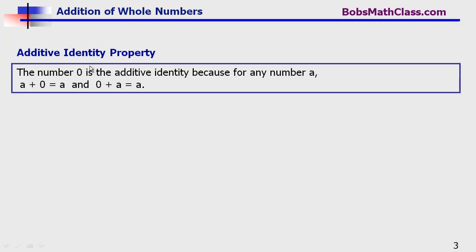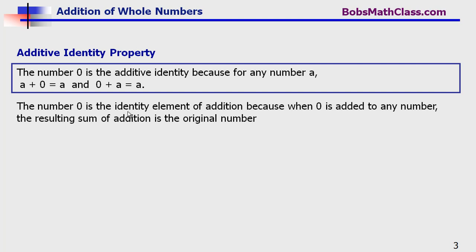Okay, here's a second property. It's called the additive identity property. The number 0 is the additive identity because for any number A, A plus 0 equals A, and 0 plus A equals A. The number 0 is the additive identity.